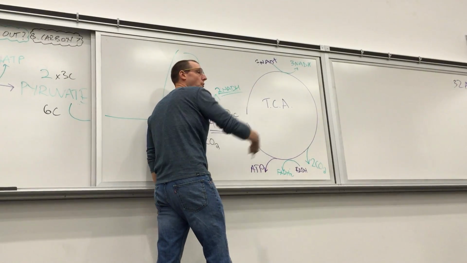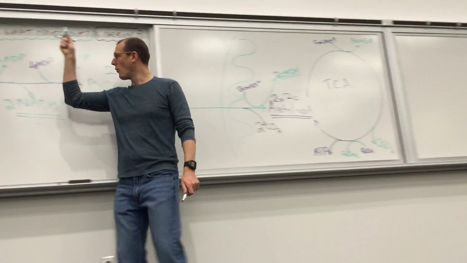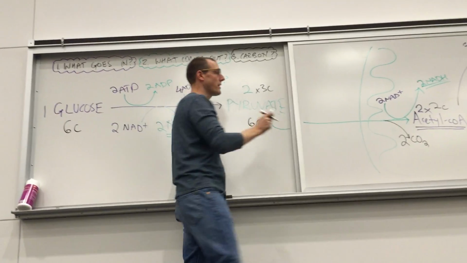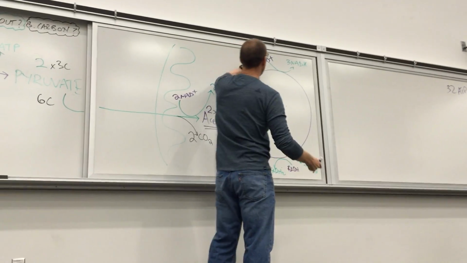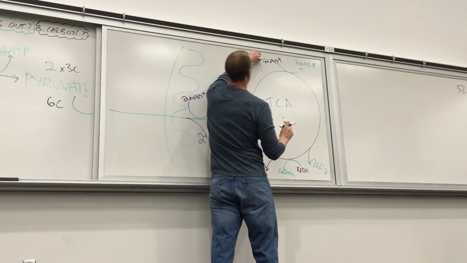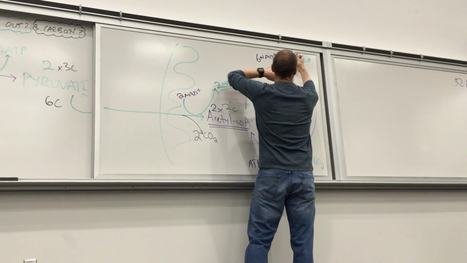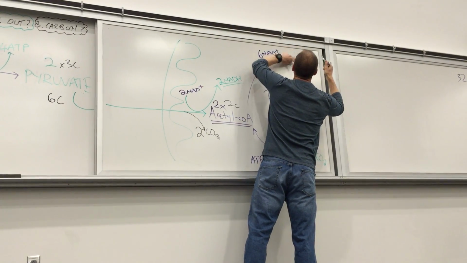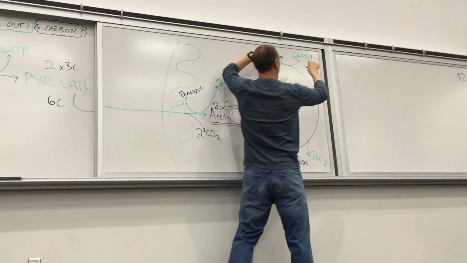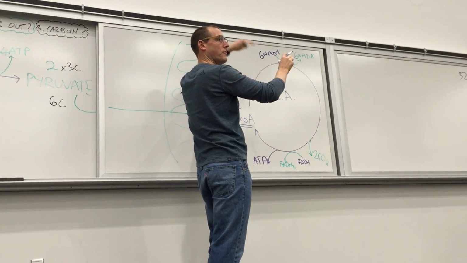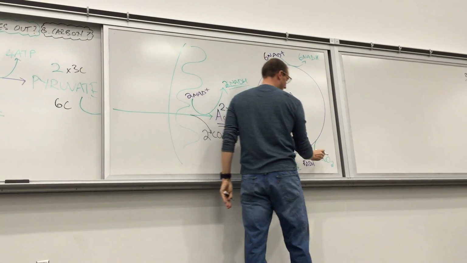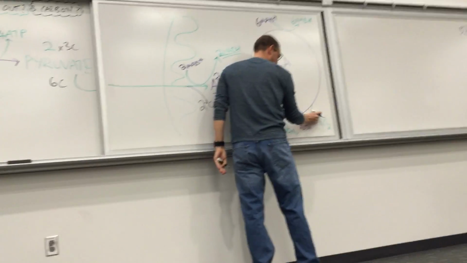What if I do it with 2? Because I'm always thinking about 1 glucose. So if I do this twice, how many NAD plus do I need? 6. And I get 6 NADH out. If you ever write on whiteboards, dry stuff before you try and erase it. Okay. We double everything.